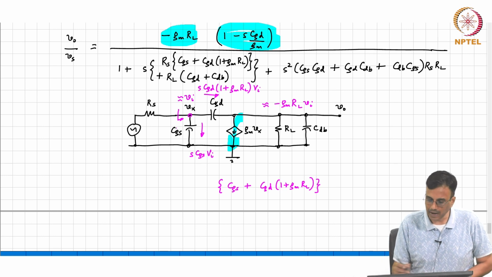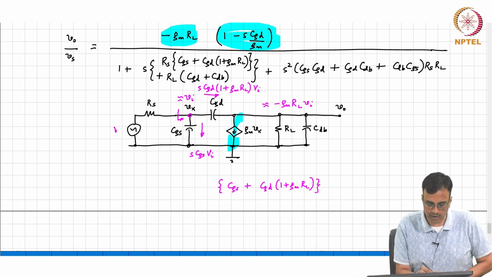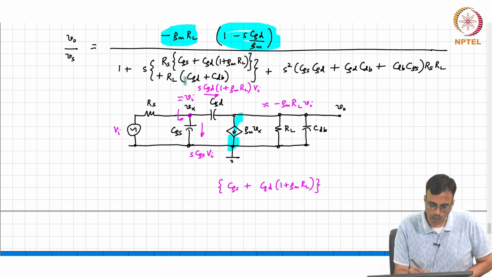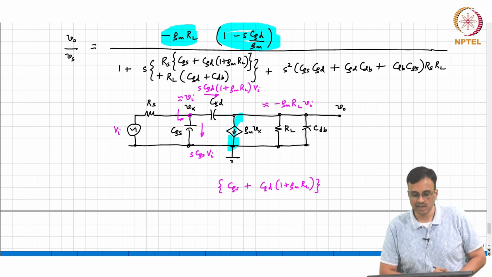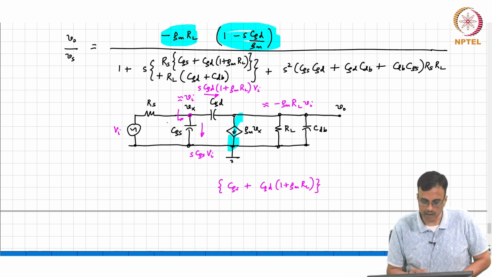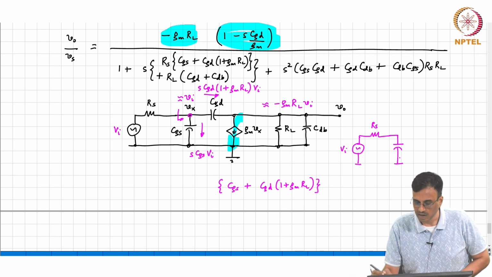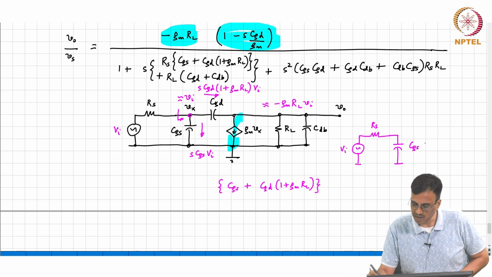So, what comment can you make about the transfer function from Vi? Okay, we know that this is only approximate. What will be a better approximation to that voltage there, using the looking in impedance here? So, basically, this is Vi, this is Rs. Looking in here is a capacitance of value CGS plus CGD times 1 plus GMRL.